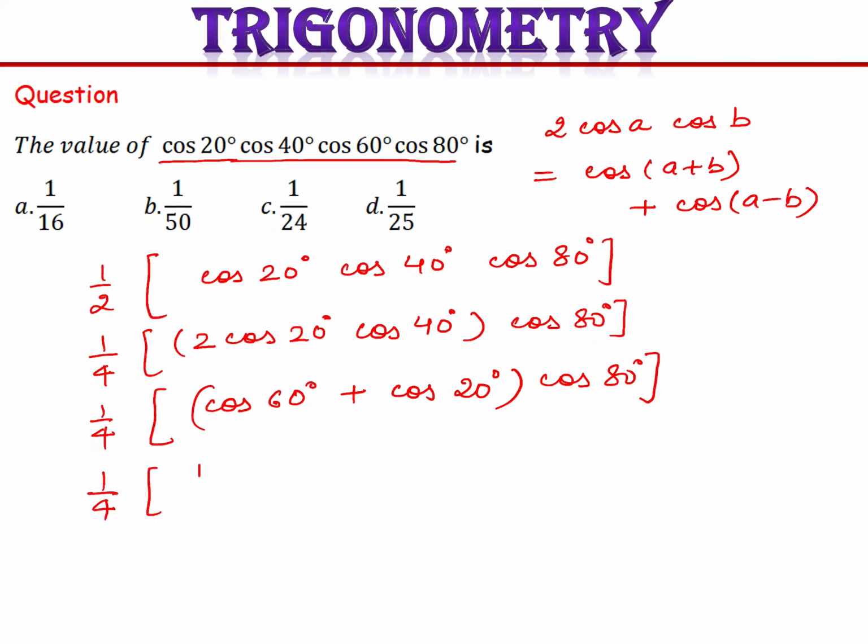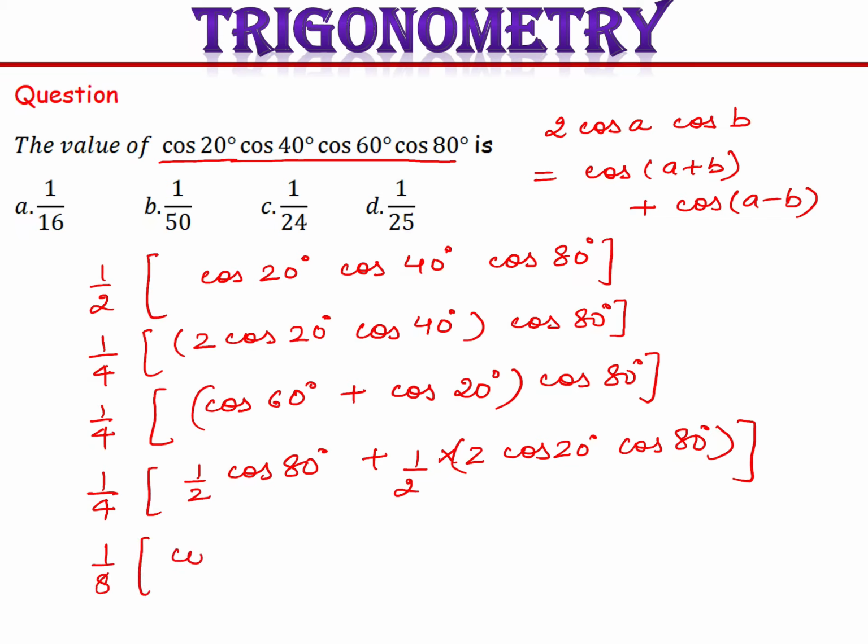So here I get 1 by 2 cos 80 degree. Here what I am going to do is, in order to again apply the same formula, I will multiply and divide by 2 so that I can apply that formula again. So I can take 1 by 2 common. I get 1 by 8, cos 80 degree plus apply the formula, cos 100 degree and then cos 60 degree.